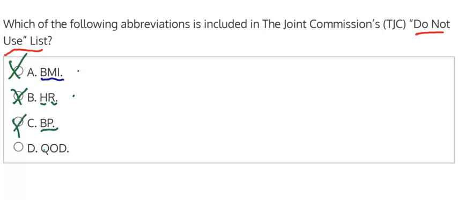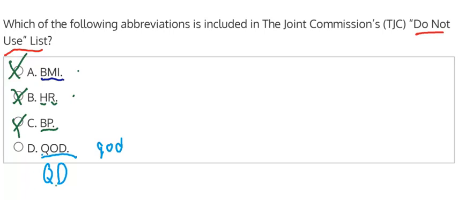Now we have QOD, and QOD is in fact on the list of a do not use term. QOD, which you might see sometimes written as lowercase QOD, this could be easily misconstrued as other words. The Q and the O and the D, they all look like other letters, potentially. It could potentially be confusing or mixed up with another term, QD. QOD means every other day, and QD means every day.